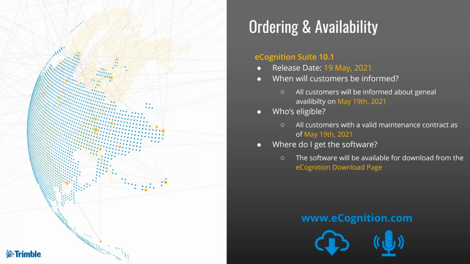Again, if we have people from sales online here in terms of ordering and availability, or anybody wondering why they maybe didn't get access to 10.1: the release date was the 19th of May. All customers that had a valid maintenance contract with us received notification and are, of course, eligible to download that software. You can go right to our eCognition download page, download the current version, and grab this version. If you remember any URL today, ecognition.com, and that'll get you all the information you'll need.